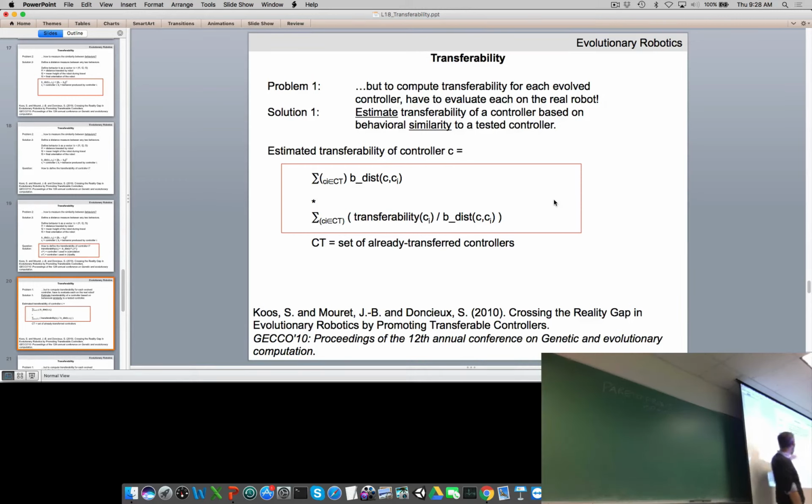We're summing up these transferabilities over all of the controllers that have been sent to reality and dividing by their distance from the one we're trying to estimate, C. Why divide by this?